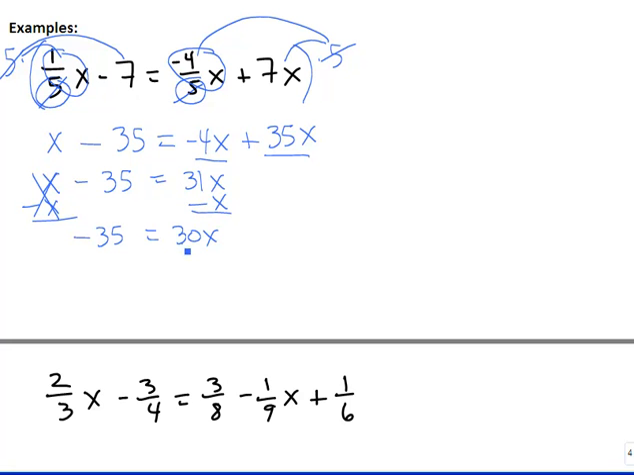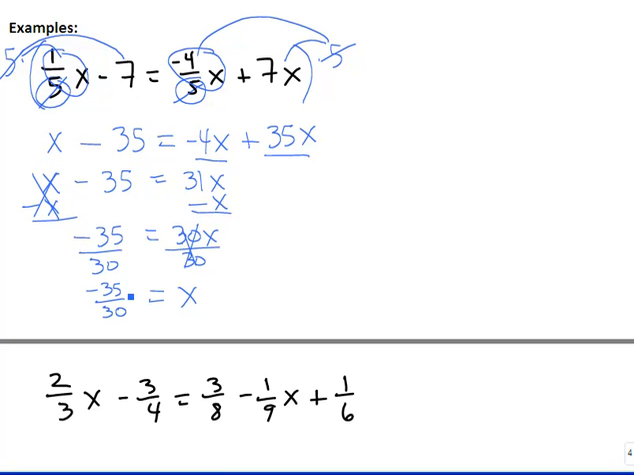Now, in this problem, I do have a coefficient in front of my x. So to finish isolating x and getting it by itself, I'm going to want to undo that multiplication by 30, and I undo it by dividing. So these will cancel out, giving me x by itself. And right now I have -35 over 30 as my solution. That would be an incorrect final solution because that fraction isn't reduced.